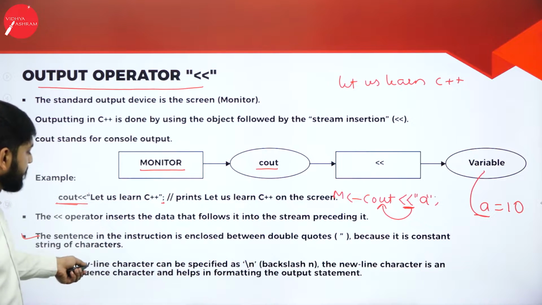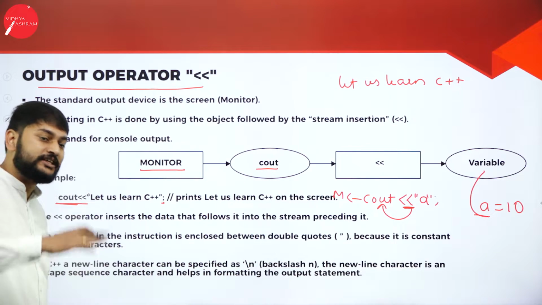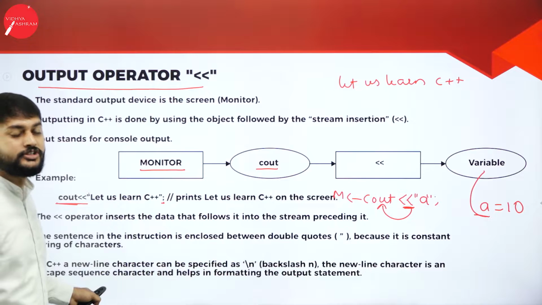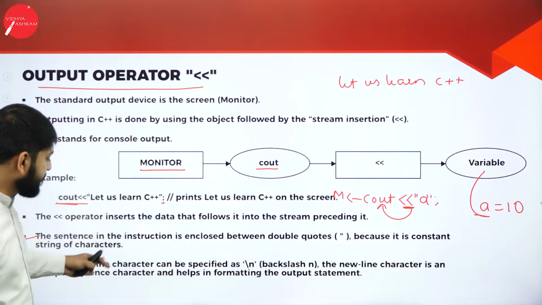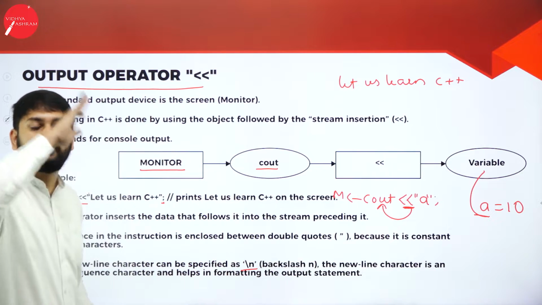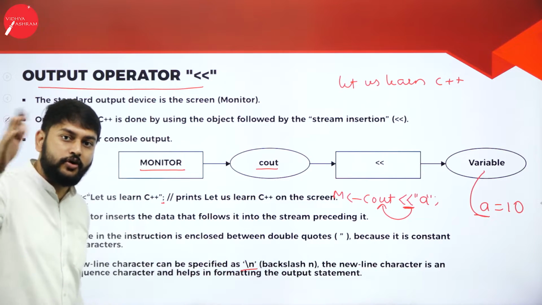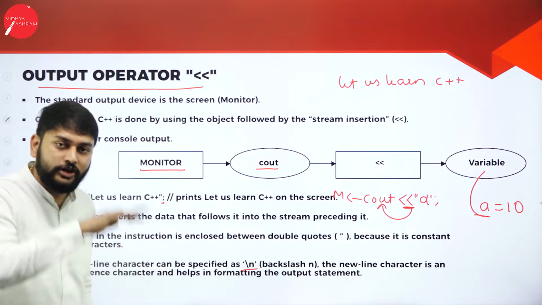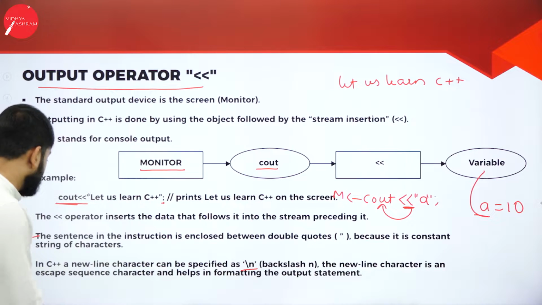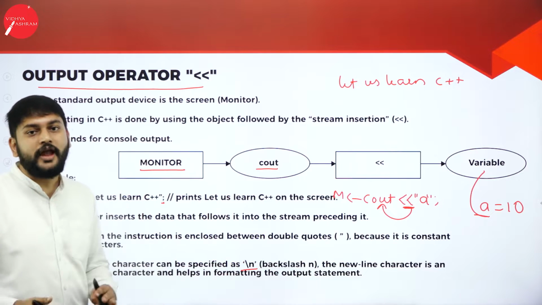In C++, the new line character can be specified as \n. The new line character is an escape sequence. Let's retake this point. In C++, the new line character can be specified as backslash n. If I want to go to the next line, I can specify it as \n. If I give \n, automatically whatever content I have will go to the next line. That's what you have to understand. The new line character is an escape sequence. I'll be discussing escape sequence characters in the coming classes. It helps in formatting my output statements.